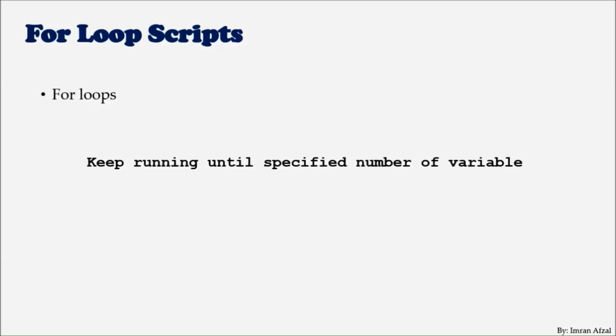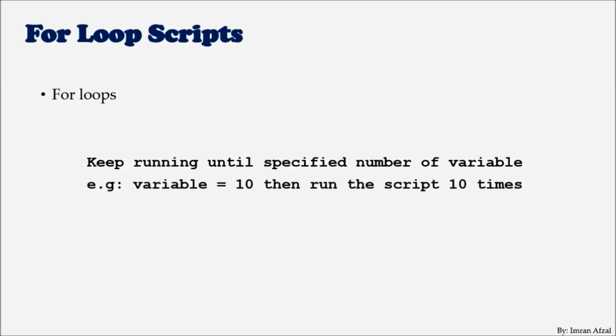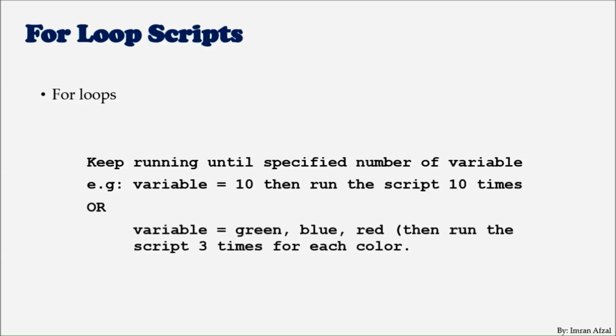For loop scripts, another advanced level of scripting. You keep getting better, my friends. The next script that you're gonna run is for loop scripts. What for loops do is keep running until a specified number of values. For example, if a variable is defined as 10, then run the script 10 times. Or if the variable is green, blue, red, then run the script 3 times, once for each color. So it actually simplifies your tasks.